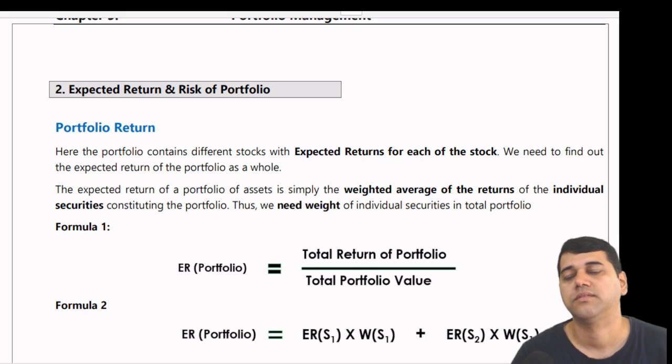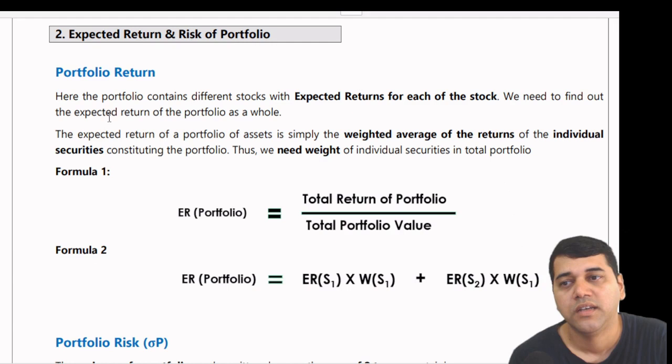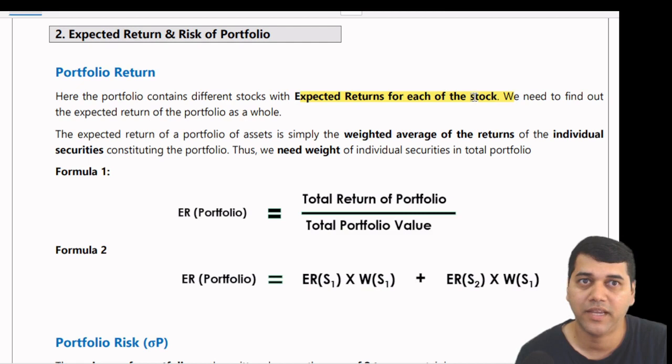Yes. Now we will see the expected return of the portfolio. What is the expected return? Here the portfolio contains different stocks with the expected return for each stock. Individually, they have given you X bar for multiple stocks. Again, you need not calculate; they would already have given you. We need to find out, when I join them together, how much my portfolio as a whole is giving me. That's called the portfolio return.